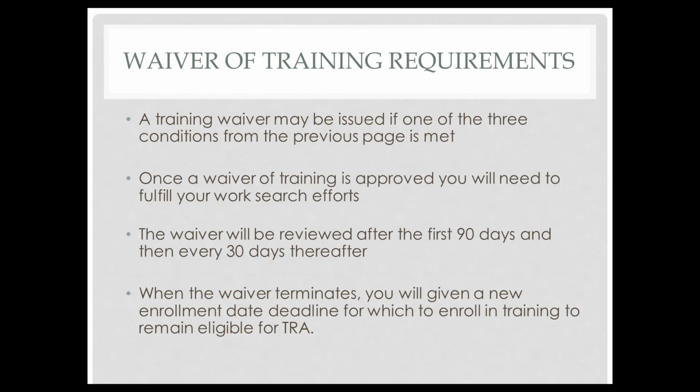Waiver of training requirements. A training waiver may be issued if one of the 3 conditions from the previous page is met. Once a waiver of training is approved, you will need to fulfill your work search efforts. The waiver will be reviewed after the first 90 days and then every 30 days thereafter. When the waiver terminates, you will be given a new enrollment date deadline by which to enroll in training in order to remain eligible for TRA.